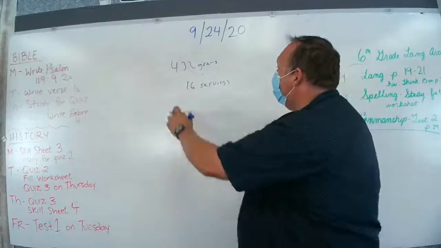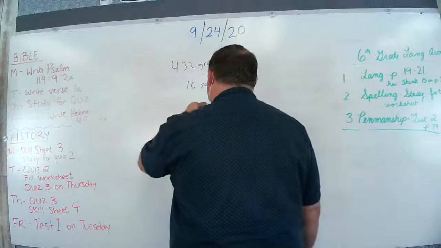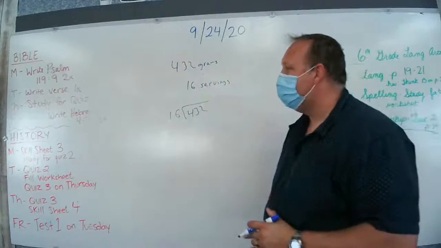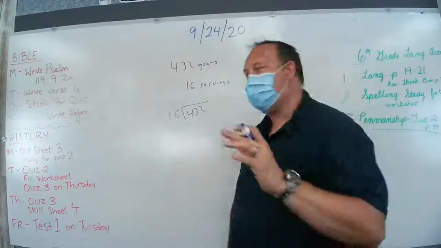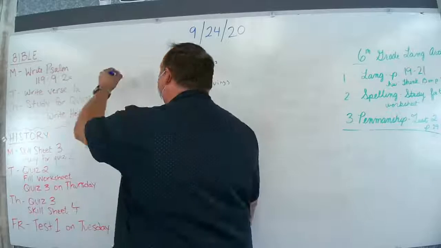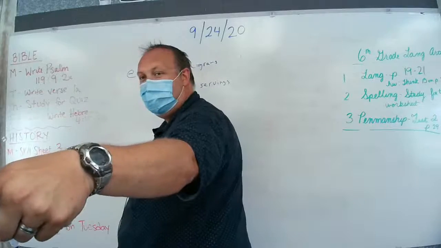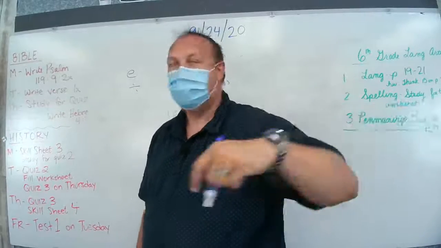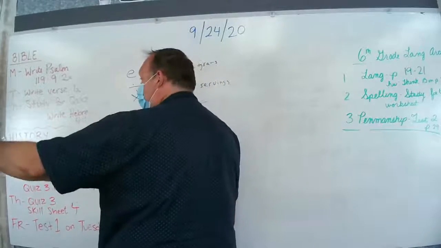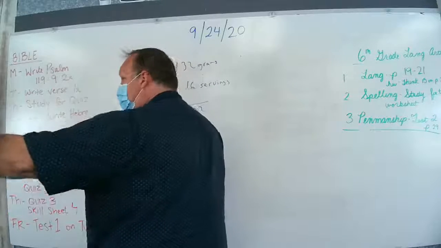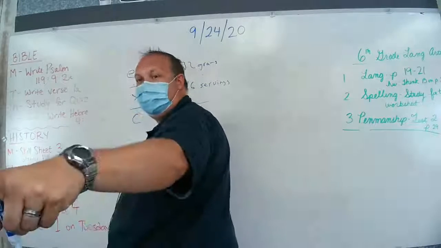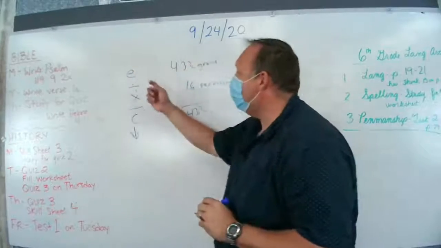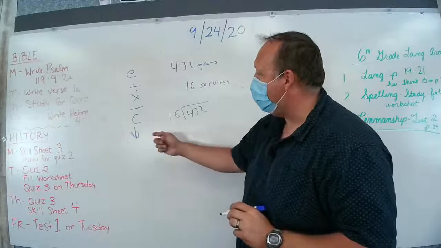But they say a serving size, we need to figure this out. So we have 432. We're going to divide by 16. Okay? What's our steps of division? What's our first step of division? Estimate. Then we have divide. What's our next step? Multiply. Subtract. Compare. Bring down. Okay? So we're going to estimate, divide, multiply, subtract, compare, bring down.